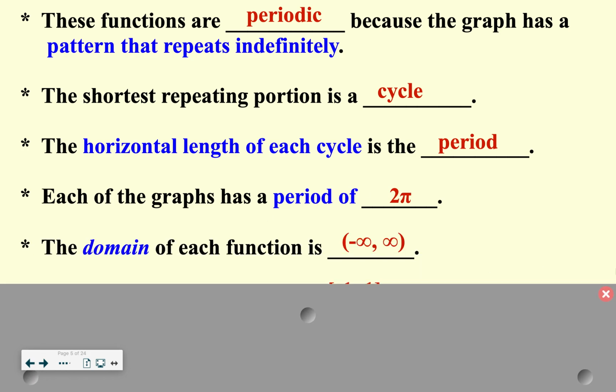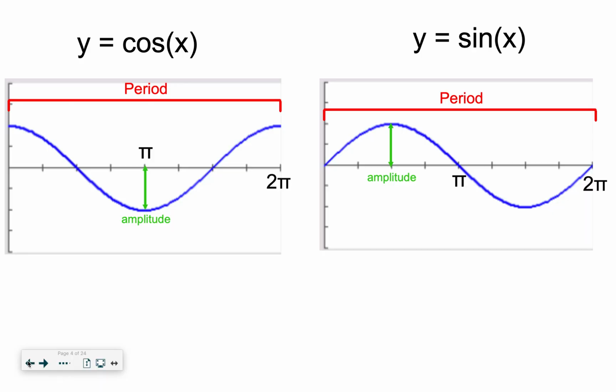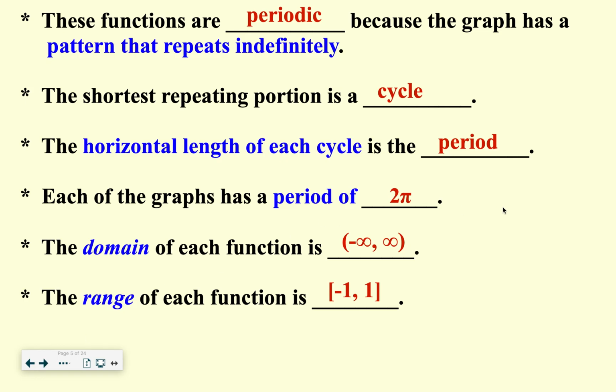The domain and the range: the domain is infinite, and you know that because the sine and cosine waves go on forever. And the range cycles between -1 and +1. Again, I can go back and show that to you. You can see it bounces between -1 and +1. So that's just, again, some important information about your cosine and sine graphs.